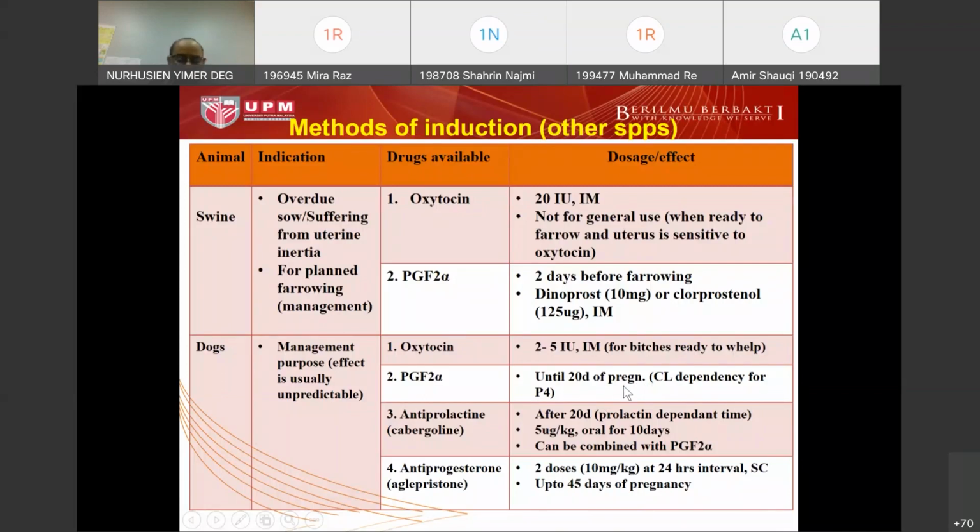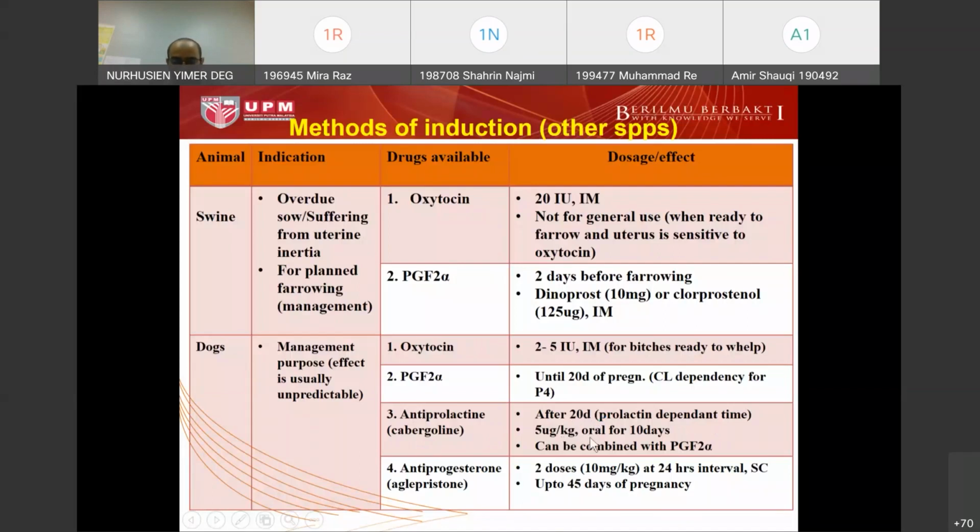And then remember, there is also a prolactin role in maintaining pregnancy in dogs, in addition to progesterone. So anti-prolactin drugs, these antagonists against prolactin, commercially known as cabergoline, can also be used to induce parturition, especially during the prolactin-dependent time period of the pregnancy, which is after 20 days.